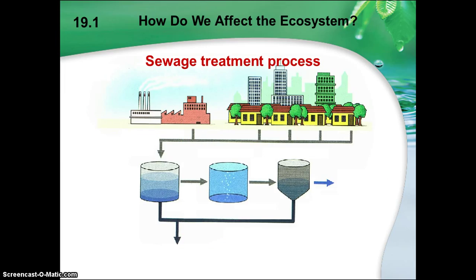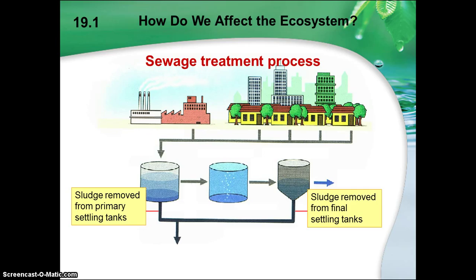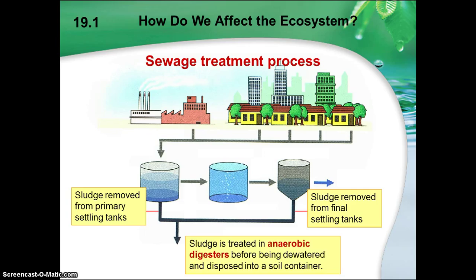The sludge is removed from the primary settling tank and is again treated in an anaerobic digester and disposed of into the soil containers.